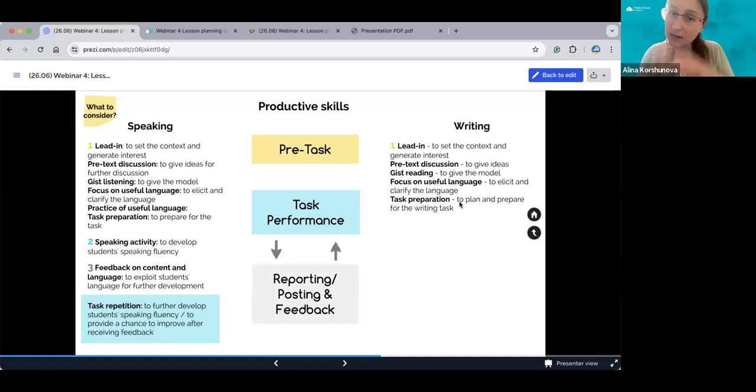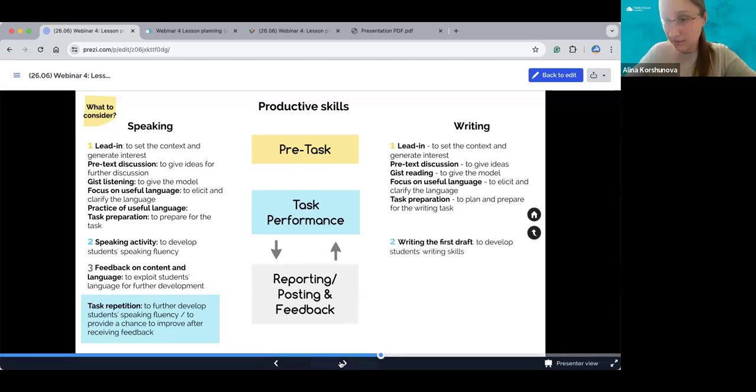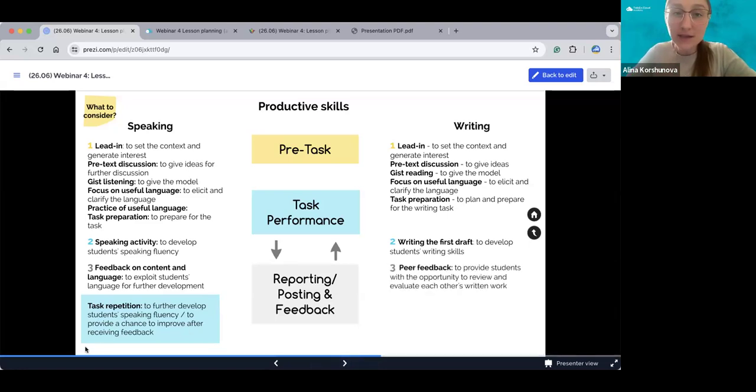So something that will help them to prepare for writing their text. Then probably you would plan how to give them the time to write their first draft. Make sure that you give them enough time. Writing also requires time. It's time consuming, so make sure that you plan enough time here. And then after that, you basically move to the feedback stage, the same as here.